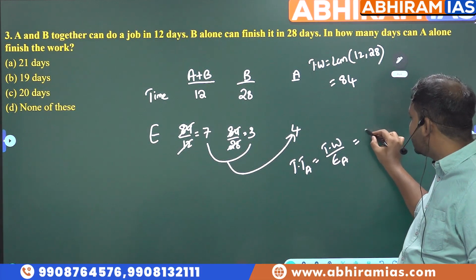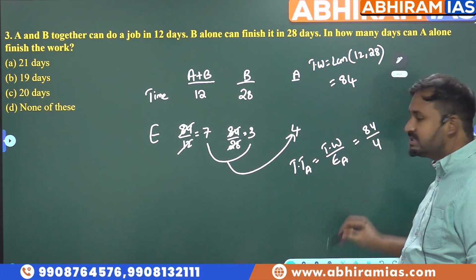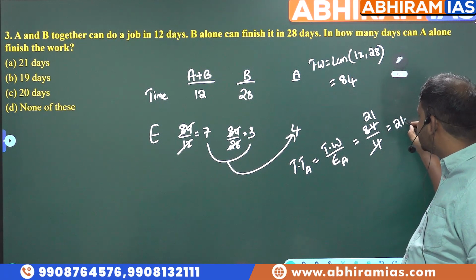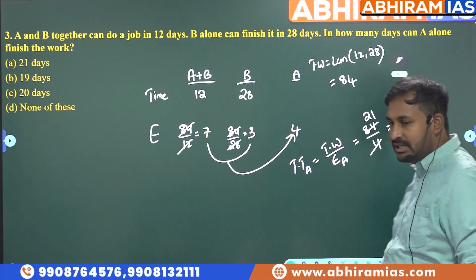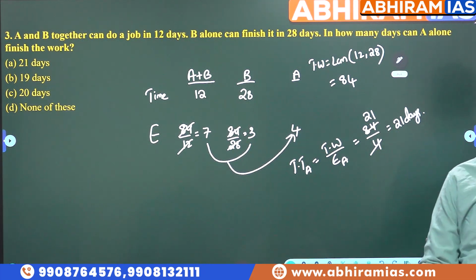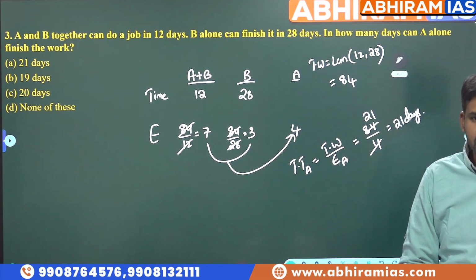What is the total work for us here? 84. And A's efficiency is 4. 4 ones are 4, 4 twos are 8, 4 twenty-ones are 84. So that means A can finish the job in how many days? 21 days. Like this, we are going to solve the entire time and work problems.